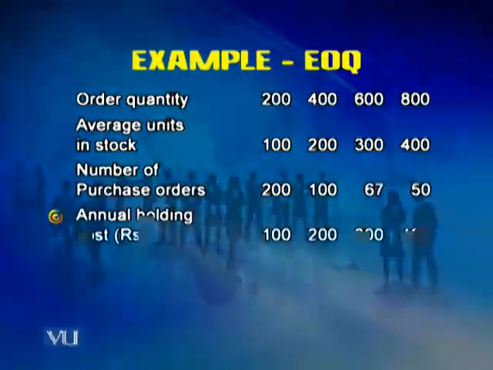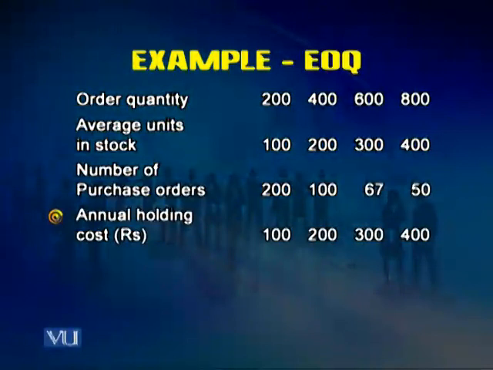Similarly, if the quantity is 800 and we need 40,000, so 40,000 divided by 800 is 50, and so the number of purchase orders would be 50. So that's how we calculate the number of orders. Take the total quantity required, divide that by the order quantity. That gives the number of purchase orders.